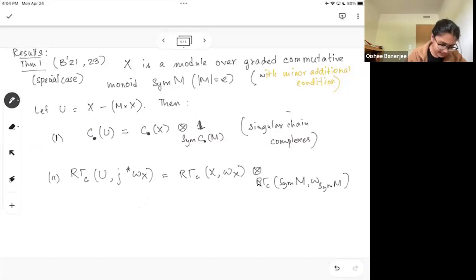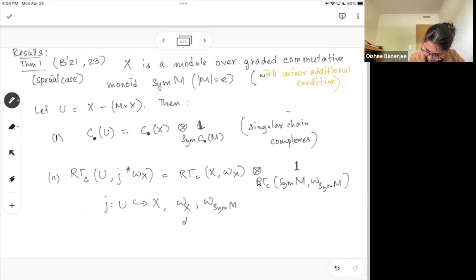What I want to write is this. Okay, so I have written you statements with a bunch of symbols, and now I have the responsibility to explain the symbols. So wait a second. U is the complement. So j is the map embedding U in X, the inclusion map, and omega_X. These are dualizing sheaves.